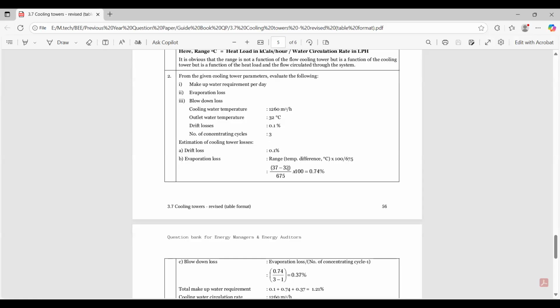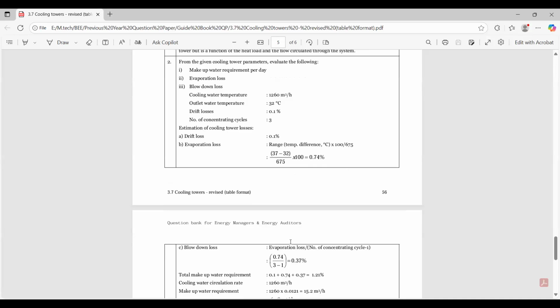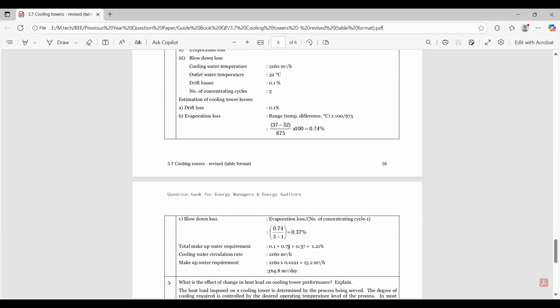Range is 37 minus 32, divided by 675. You can calculate this as range divided by 675 into 100 as evaporation loss. There is one formula, based on which we can calculate evaporation loss. 0.74% is the evaporation loss. Then blow down is 0.74 divided by COC minus 1, that is 3 minus 1, which is 0.37%. Then 0.1%, 0.74%, 0.37%, which means 1.21% is your total loss. So 1260 m cube per hour into 1.21% means 15.2 m cube per hour is getting lost and has to be supplied as makeup water.